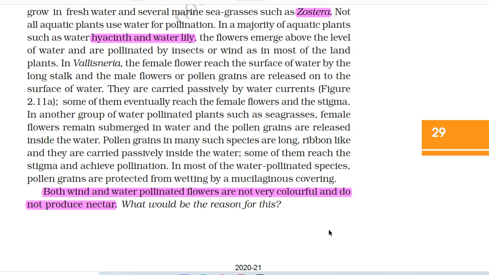Both wind and water-pollinated flowers are not very colorful and do not produce nectar. What would be the reason for this?